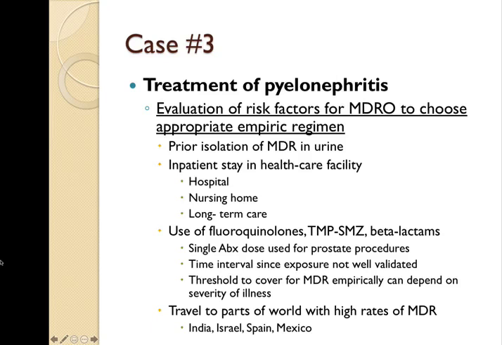Let's say we have a patient who we are admitting who is relatively stable, there might not be an urgent need to start them on our top priority antibiotics such as carbapenem, versus a patient that we're admitting, let's say, to the ICU from urosepsis. And one more risk factor that we should keep in mind is travel to parts of the world with high rates of MDR. Those countries would be India, Israel, Spain, Mexico. Those four were found to have higher rates of MDRs.